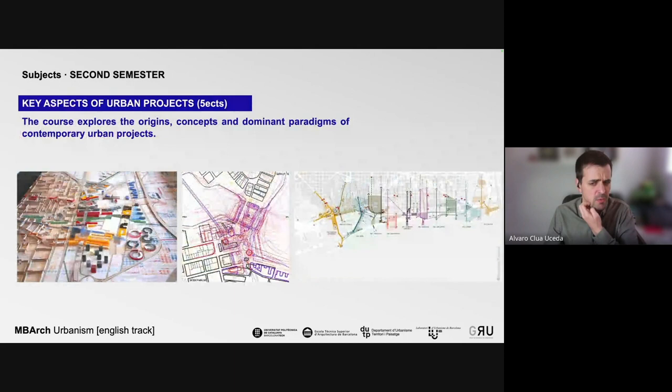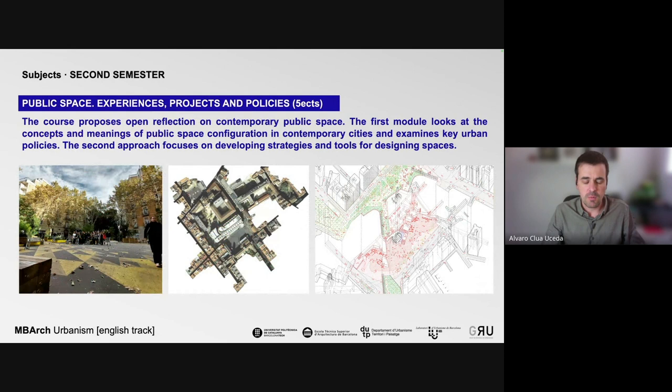Then we have a course called key aspects of urban projects, which will give you tools and design strategies to face complex urban projects. It gives you theory, but also design tools for designing urban projects. Then a second course is about public space, where we have a very good example in Barcelona, a prominent city regarding public space. We focus not only on the project perspective, but also on experience and policies, including a more phenomenological approach to public space and a management approach to these areas of the city.